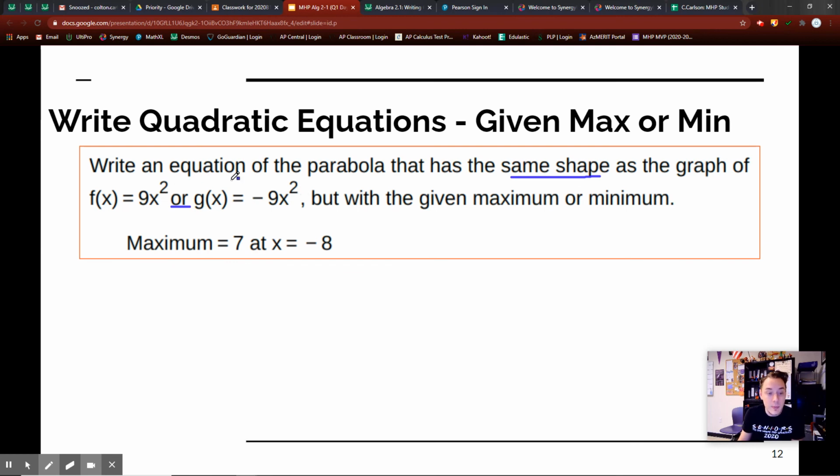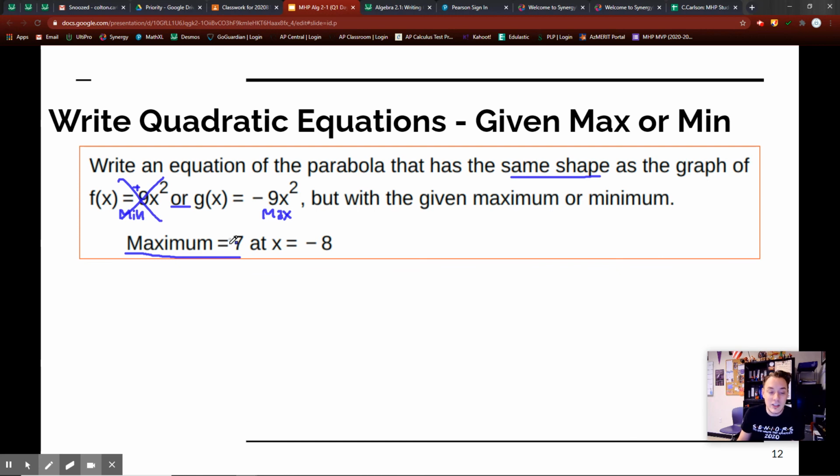Now, it's dependent upon if it's a max or a min. If it's a positive here, that means that's going to be a min. Okay? If it's a negative, that means it's going to be a max. Now, since it wants a maximum equals 7, what that means is it's not going to be a minimum here. Okay? I'm going to be utilizing the negative 9. I'm not going to be utilizing this.